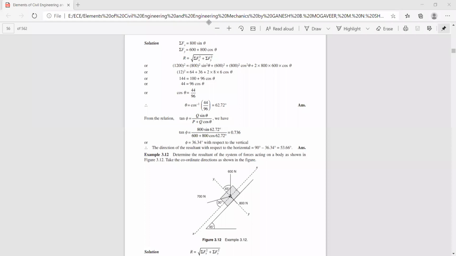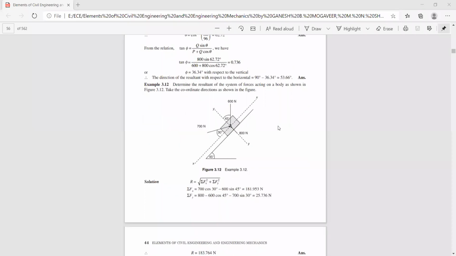In some cases the resultant may be acting along x direction or it may be acting along y direction. In such a case we know how to put the conditions, that is sigma f of x is equal to R and sigma f of y is equal to 0, or the other way, if the resultant is acting along vertical direction, then sigma f of y is equal to R and sigma f of x is equal to 0. So these types of problems already we have discussed. So next, let us move on to a problem.